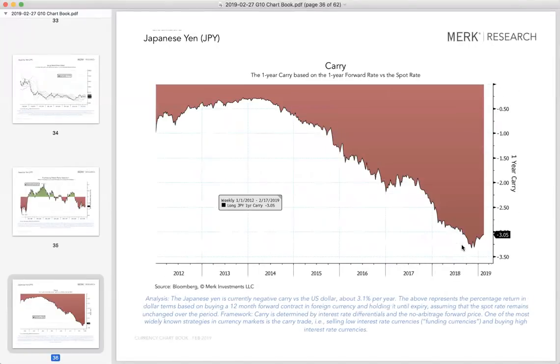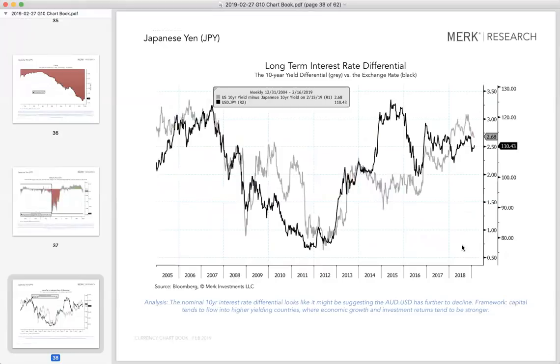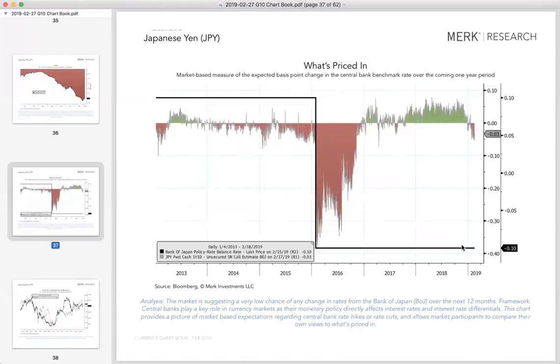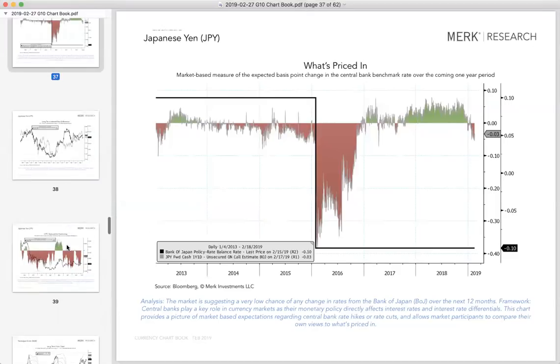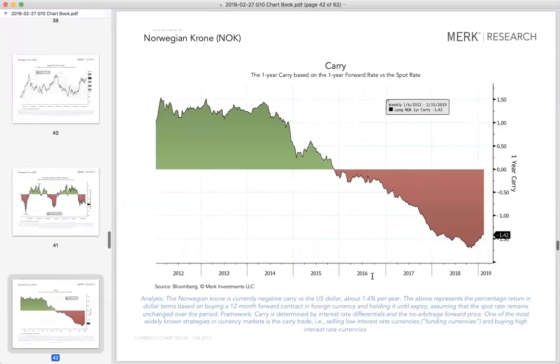Some of these things you might want to look at also the scaling on the side, because obviously some currencies are different, the yen here. Yeah, that's what I'm referring to. What is priced in? There is an expectation of a minuscule change in interest rates in a year from now. So that's, of course, very different from what you see in other countries.